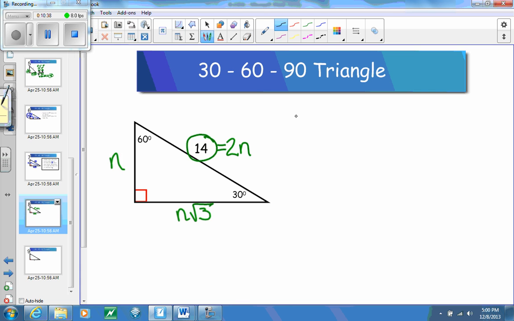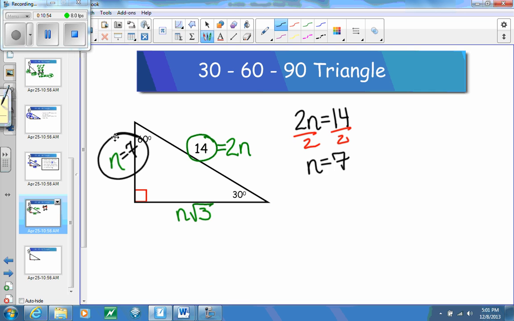Solving this algebraically, 2n has to equal 14. Divide both sides by 2, and I get n is equal to 7. This is telling me that my shortest leg must be equal to 7, and that my longest leg is going to be 7 times the square root of 3. And now I have the 3 sides of my right triangle.